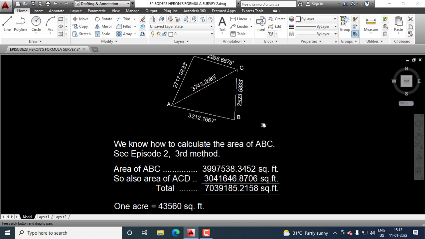We know how to calculate the area of ABC. We know the three sides of this triangle, and by using Heron's formula, we can calculate the area of this triangle. This method is described in episode 2, third method. We can calculate the area of this triangle and the area of this triangle also. So after calculation, we get the area of ABC this much, the area of ACD this much, and the total is this much. This area is the area of ABCD.